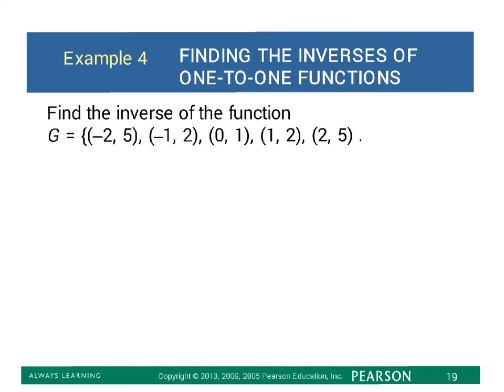Same thing with this set of ordered pairs. On this one, look at all your x values to see if it's a one-to-one function. All of these are different from each other: -2, -1, 0, 1, 2. Yep. But our y values here, 5, 2, 1, 2, and 5. 5 and 2 repeat themselves. This means it is not a one-to-one function, so we can stop here. It is not going to have an inverse function. So, not one-to-one, no inverse.